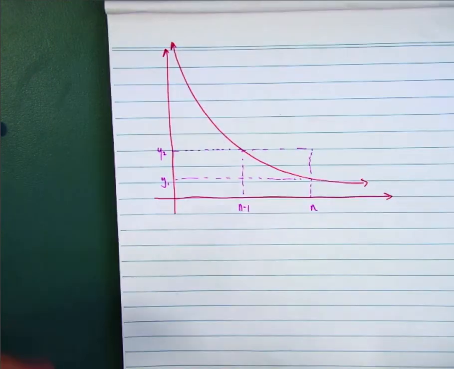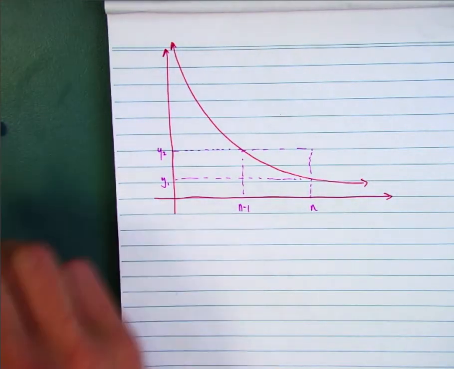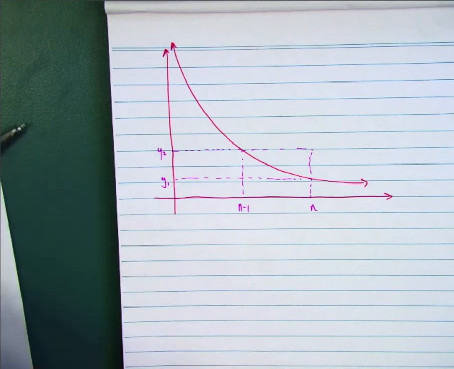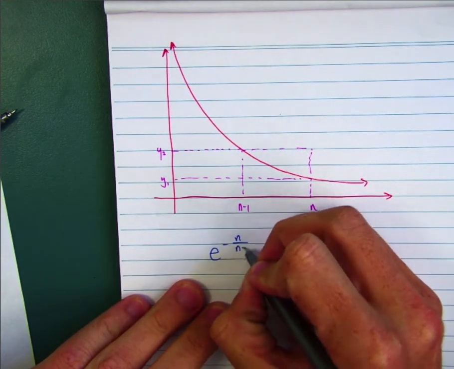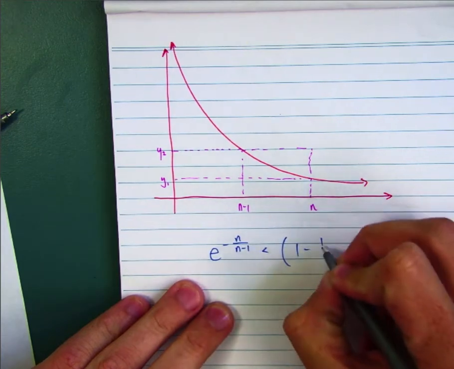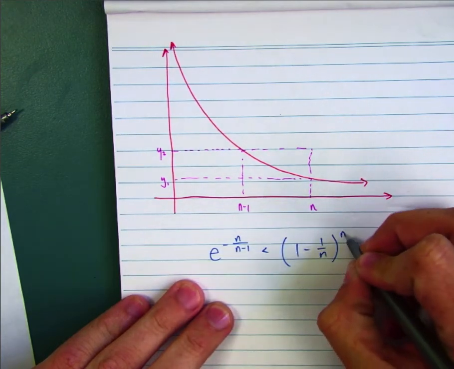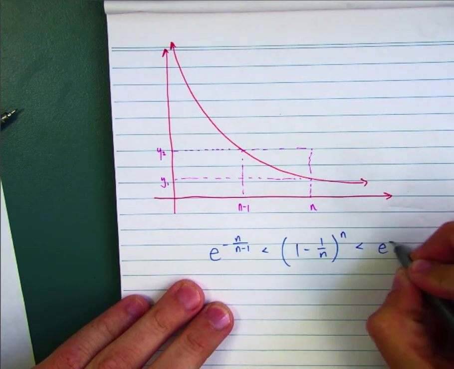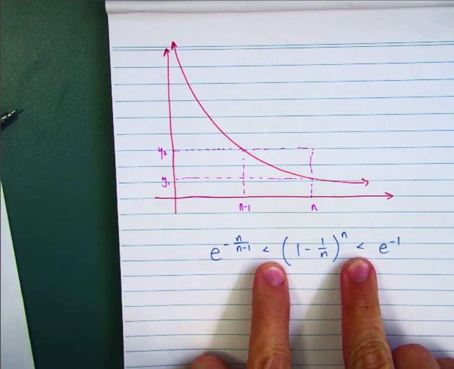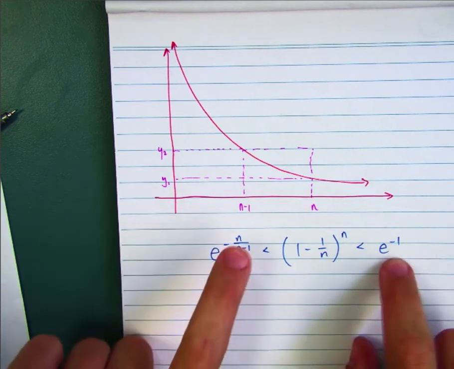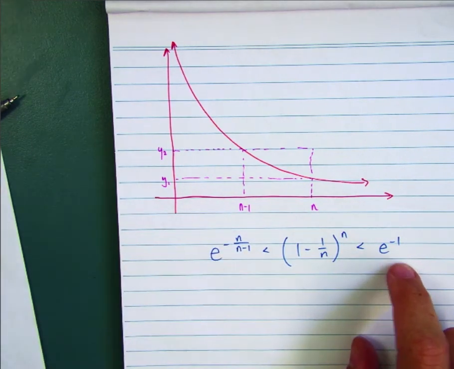So, the question asked us to prove this, that e to the power of negative n over n minus 1 is less than (1 minus 1 on n) to the power of n, which is less than e to the negative 1. Now, it's double-barreled here, and then the 2 on the outside. So what I'm going to do is compare areas.